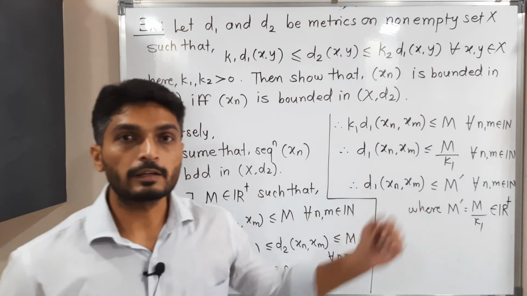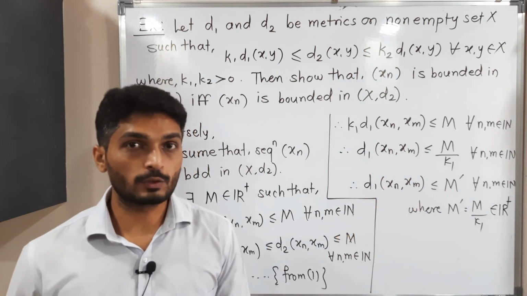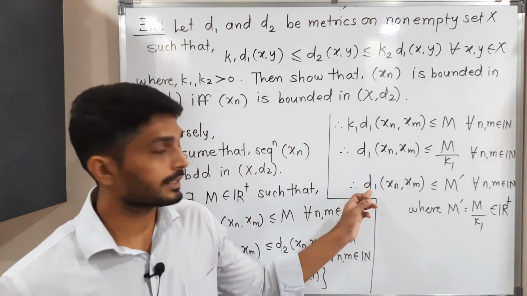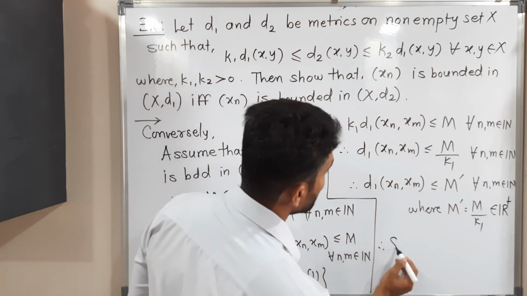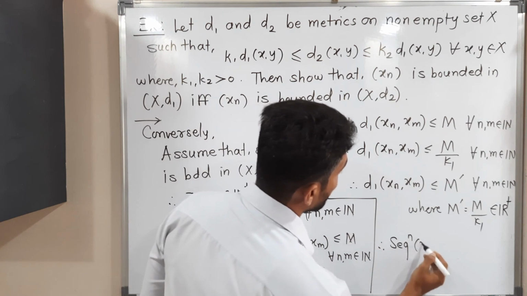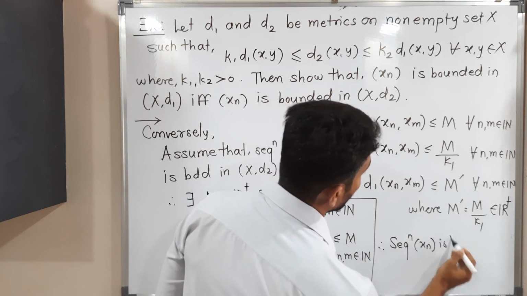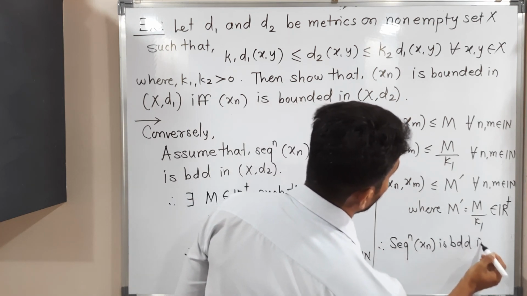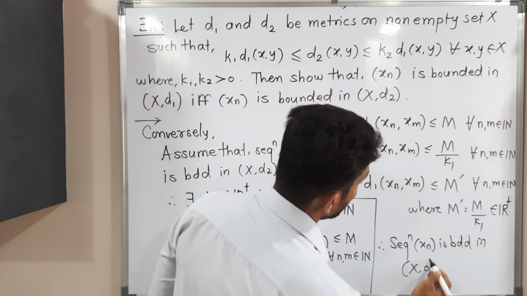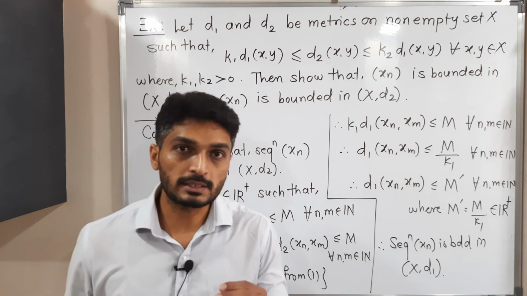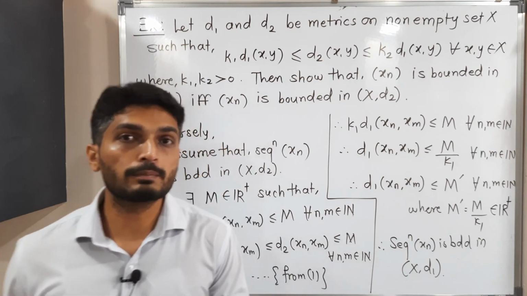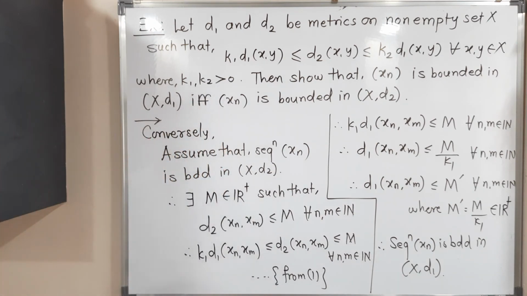So again we get the definition of a bounded sequence. Okay, so this is bounded in what? (X, d1), since we have metric d1 here. So therefore sequence xn is bounded in metric space (X, d1). So by assuming a bounded sequence in metric space (X, d2), we proved that it is bounded in metric space (X, d1). So the converse part also we have done. Okay, thank you, bye bye.